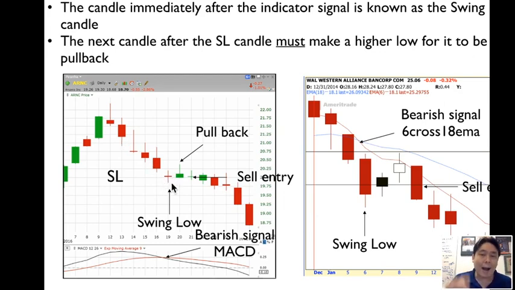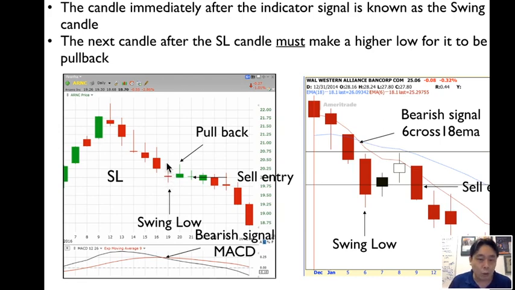Okay, right after the swing low, the next candle must have a pullback. Must have a pullback. So pullback means it must make a higher low, and higher high to indicate a pullback. All right. Now, again, what if the next candle doesn't make a higher low? What if it makes a lower low? Then it's not a valid trade. It's not a valid impulse pullback trade. Because remember, for this strategy to be valid, the swing low must appear right after that bearish signal. It cannot come a few candles later, right?